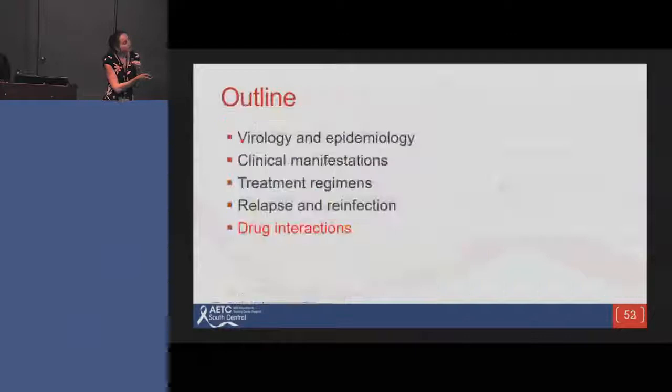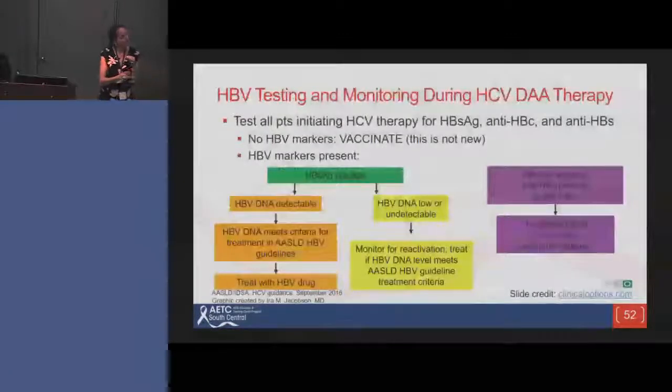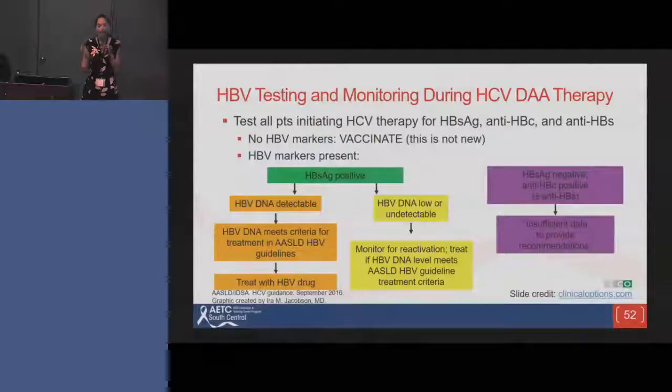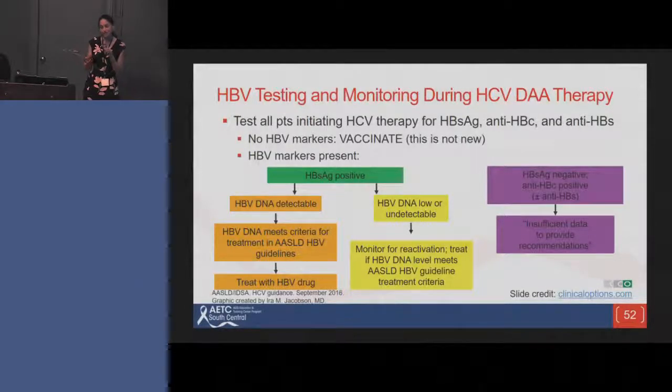Now, if they're core antibody positive but hepatitis B surface antibody negative, then the question is, what do you do? Well, according to this guideline from the AASLD, we don't know what to do. According to the guidelines from primary care management of HIV-infected people, we check hepatitis B DNA. So that's what I would say we do.